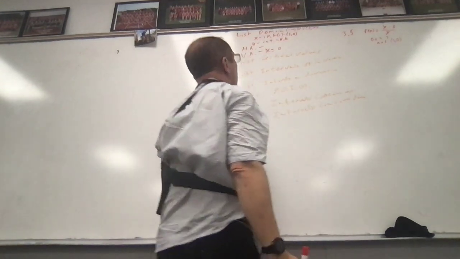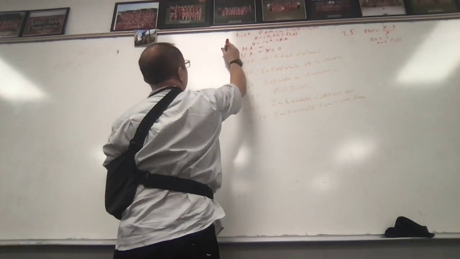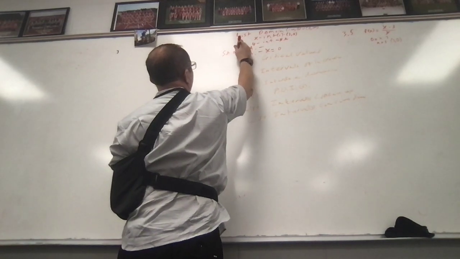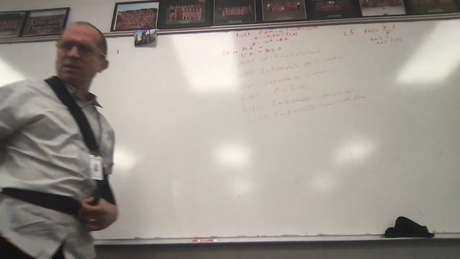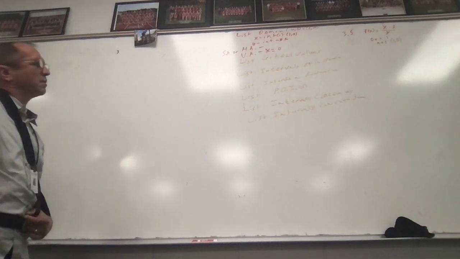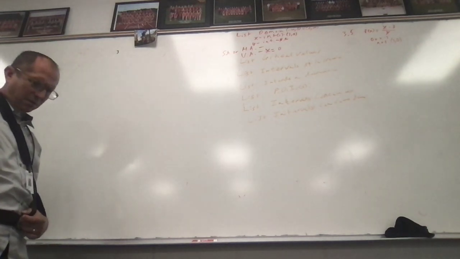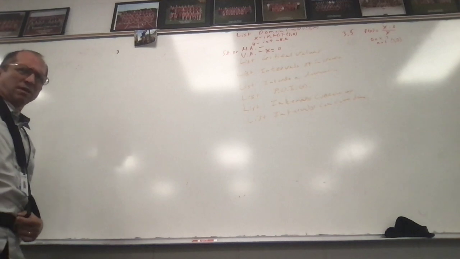All right, what about horizontal? And when I say horizontal asymptote, I should have put SA or HA, because it could be a slant asymptote there as well. But in this case, it's going to be a horizontal asymptote. Why do we know we're going to have a horizontal asymptote here?